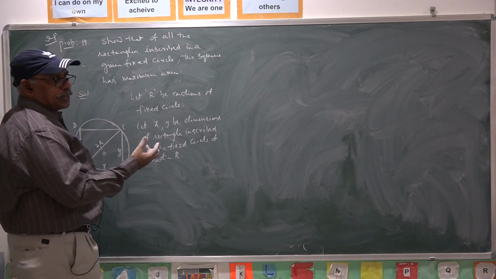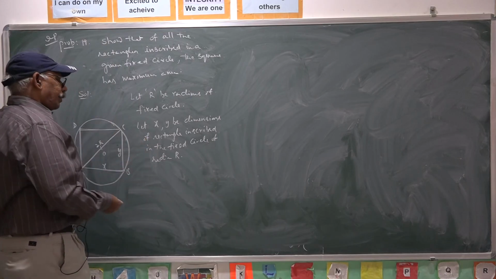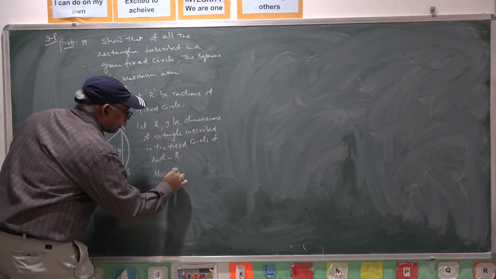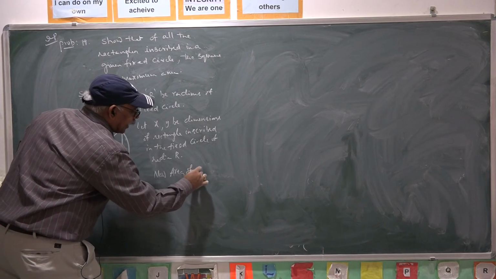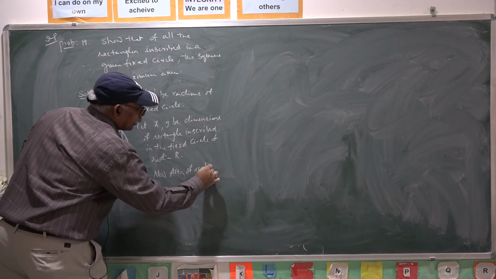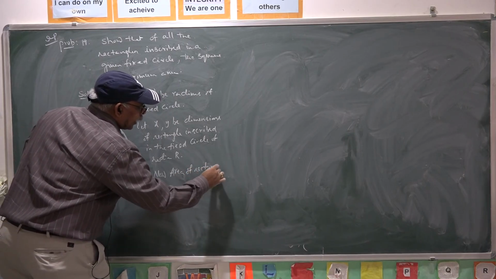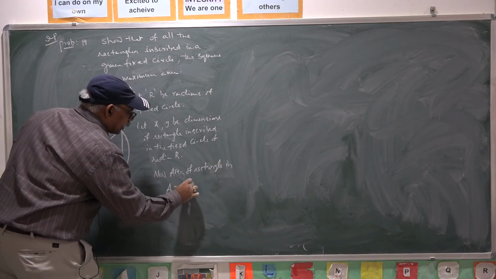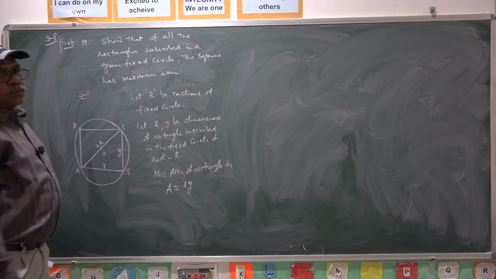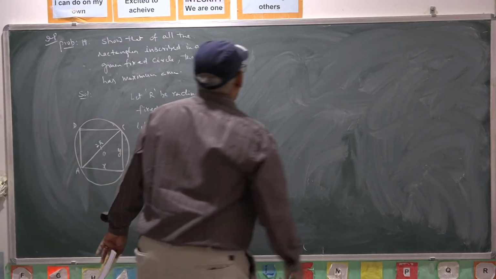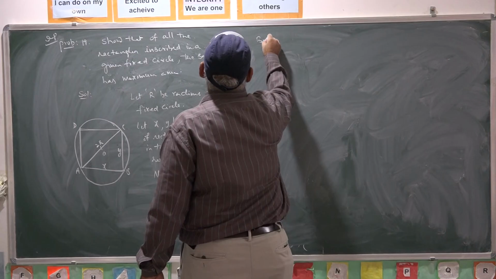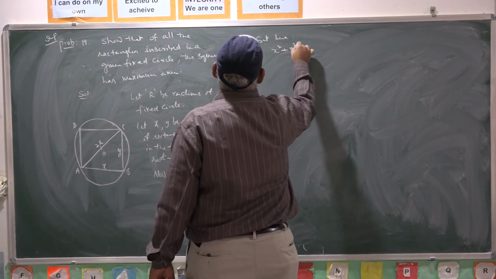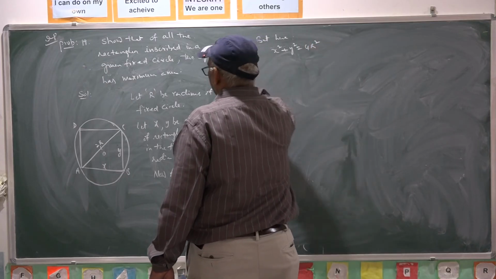Now you have to maximize the area of the rectangle. Now the area of the rectangle is, let us suppose A equal to xy, x into y. But here x square plus y square equal to 4r square from the figure.